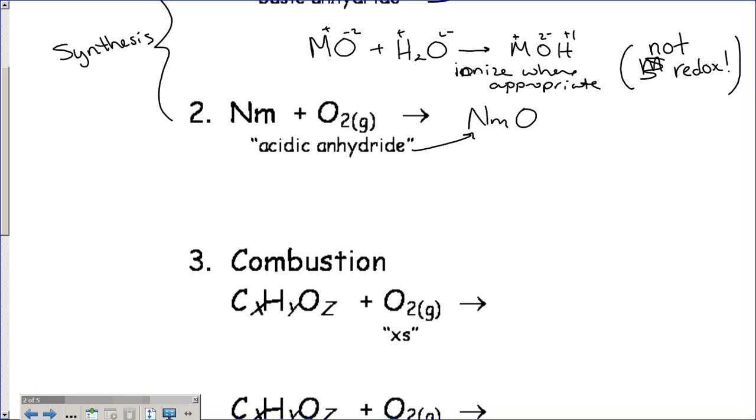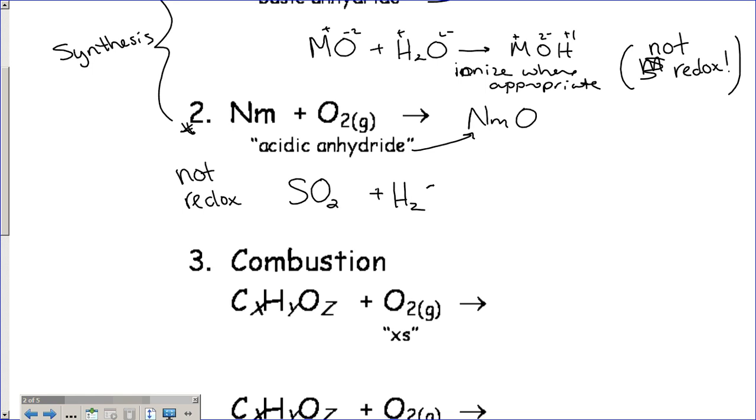So let's look at an acidic anhydride of sulfur. If we use SO2, remember this is not a redox reaction. No changes in state here. This one is. This one we're about to write is not. Here we've got the nonmetal going. I think I'm lying to you. But because it's not ionizing, it's not redox. But the acidic anhydride, I'm going to just use sulfur dioxide. So sulfur dioxide and water.